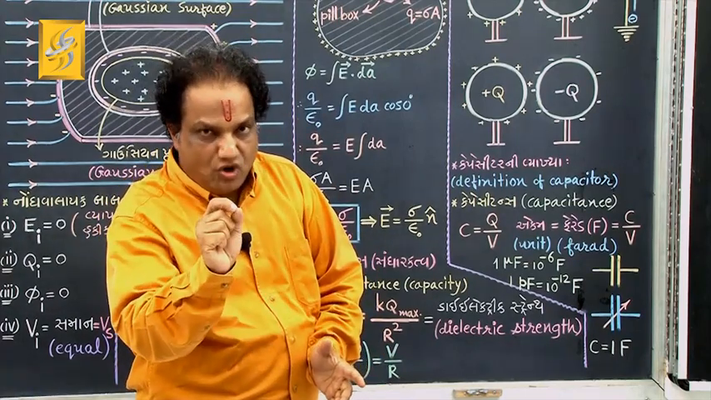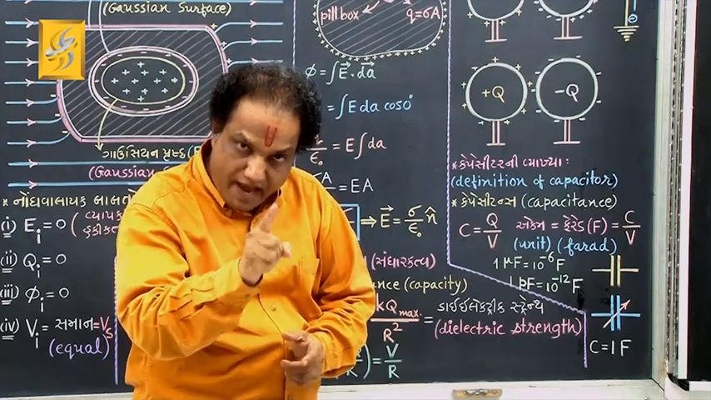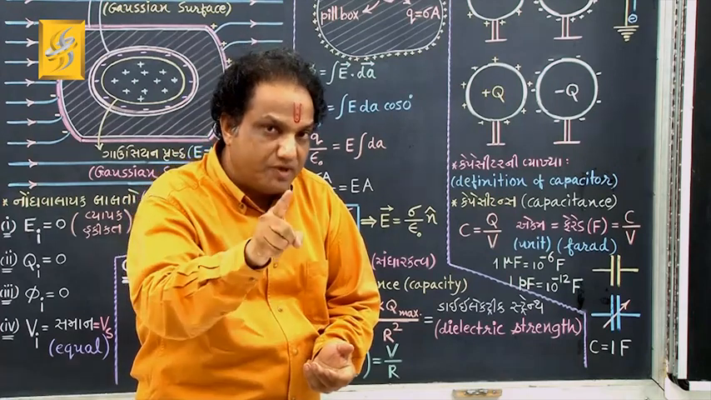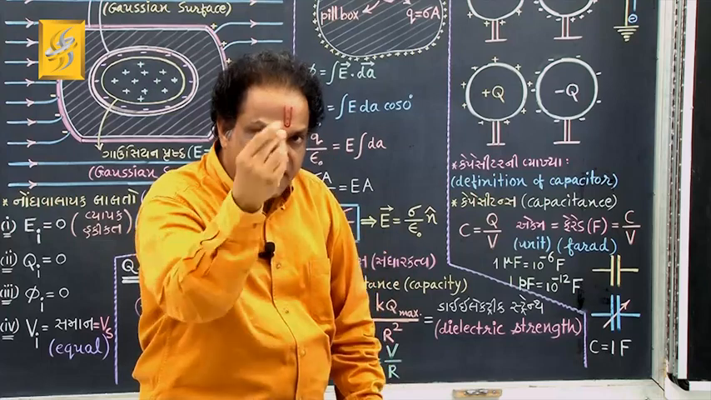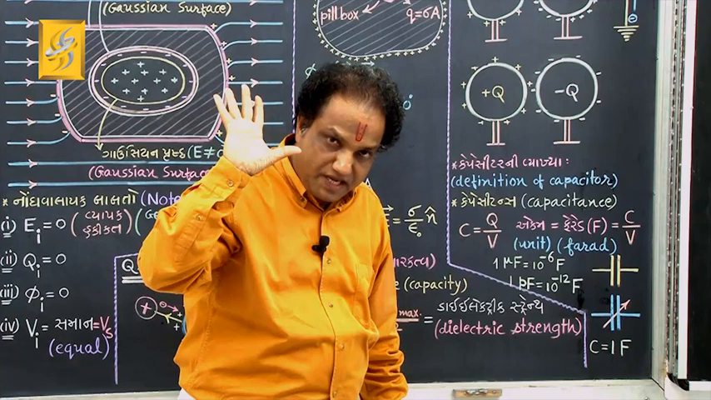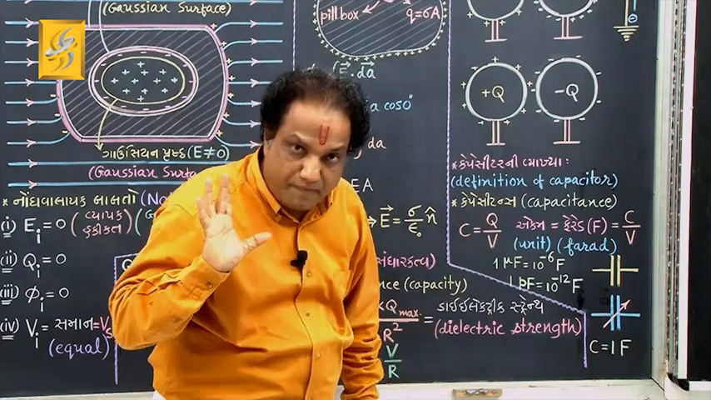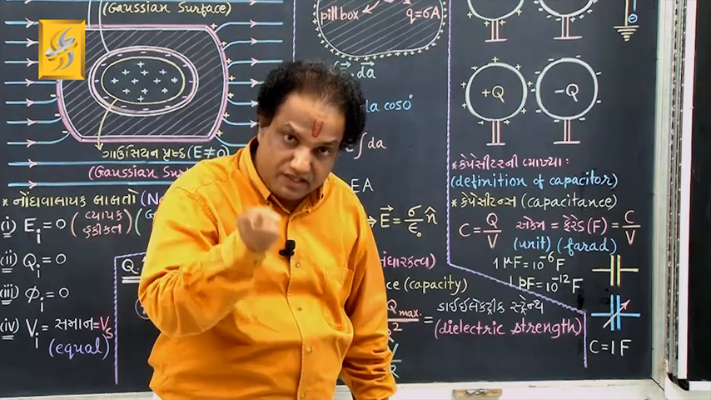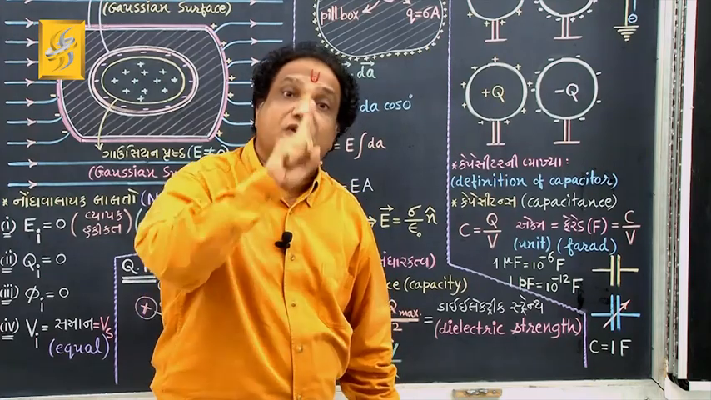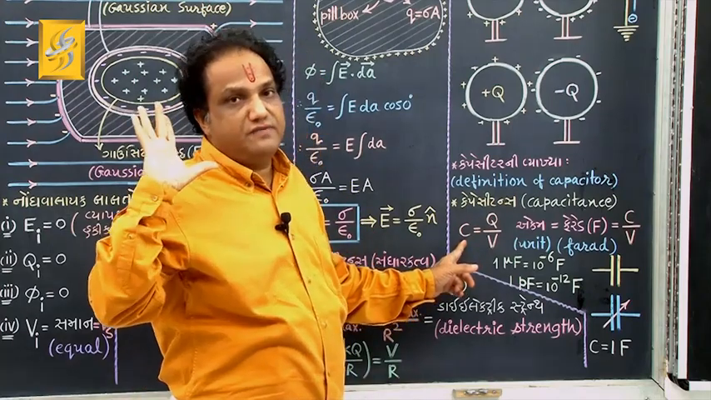If the magnitude of charge on either plate of a given capacitor is 1 coulomb, and at the same time the electric potential difference between the two plates of that capacitor is 1 volt, then its capacitance is said to be 1 farad. Once more: if the magnitude of charge on either plate of a given capacitor is 1 coulomb, and at the same time the potential difference between the two plates is 1 volt, then its capacitance is said to be 1 farad. Simple.